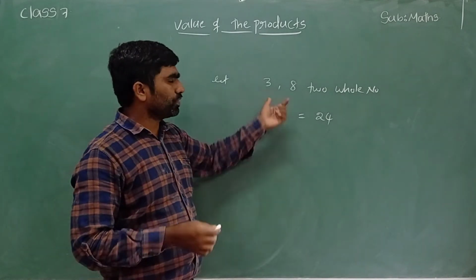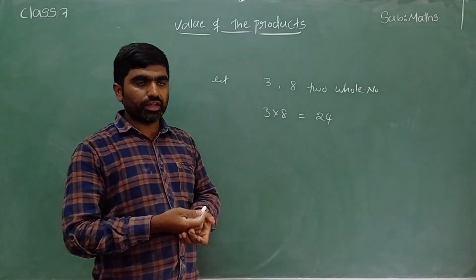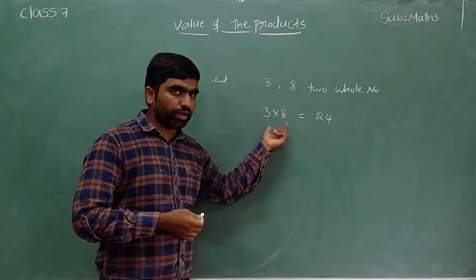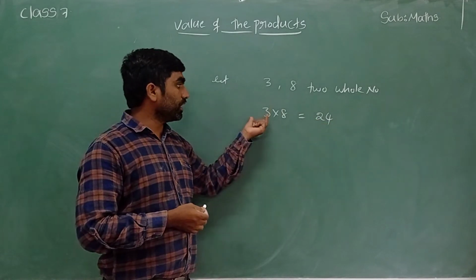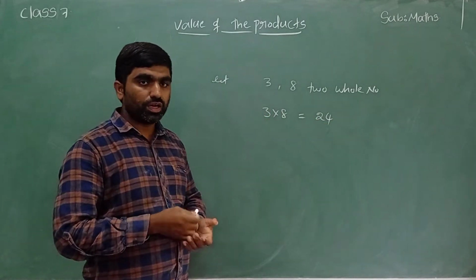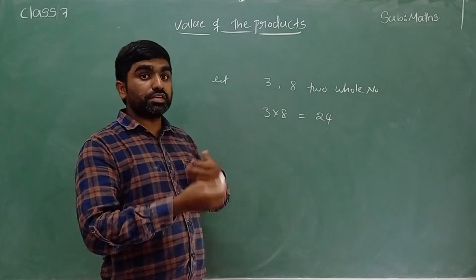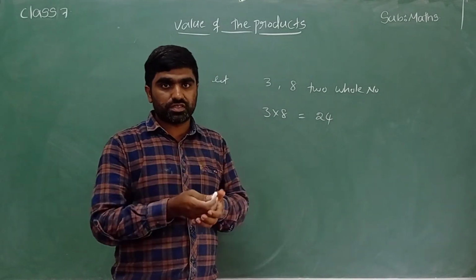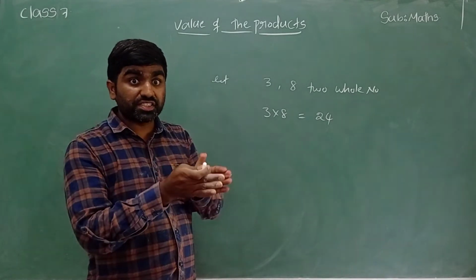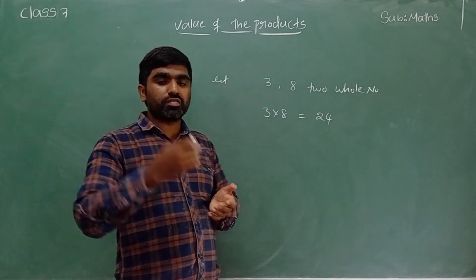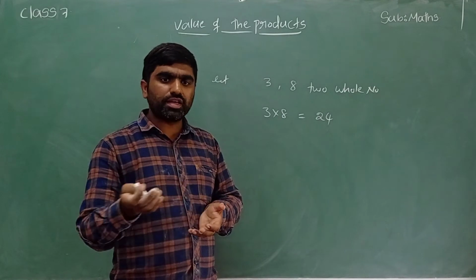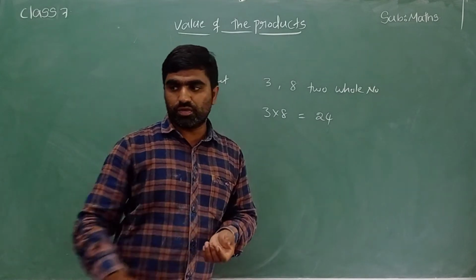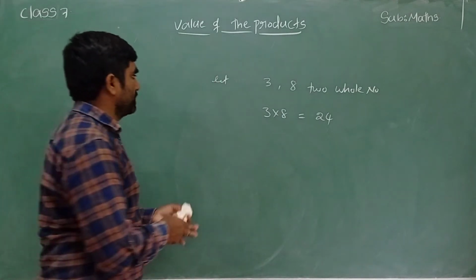Not only these two, you take any two whole numbers other than 0 and 1, multiply and check the result. The result is always more than each number. Now let's see what happens to the result when I multiply two fractions. When we multiply two fractions, think about the result value. Is the result more than each fraction or less than each fraction? Let's see now in the case of fractions.